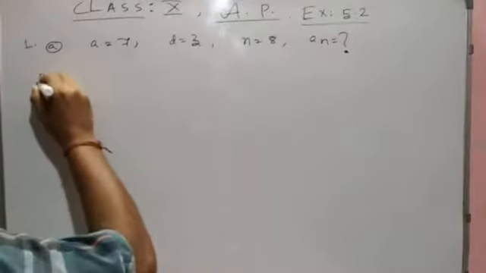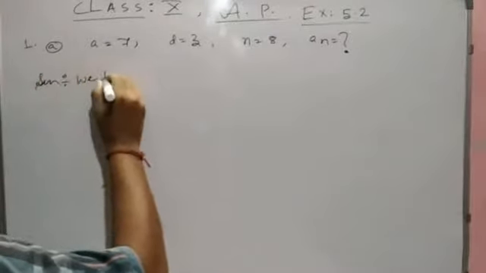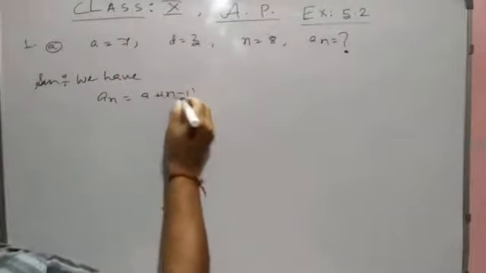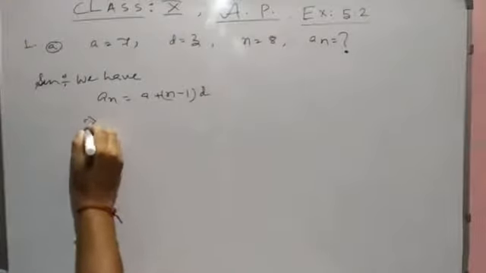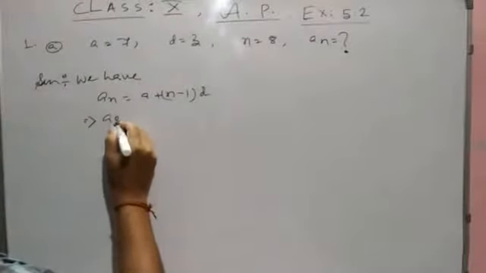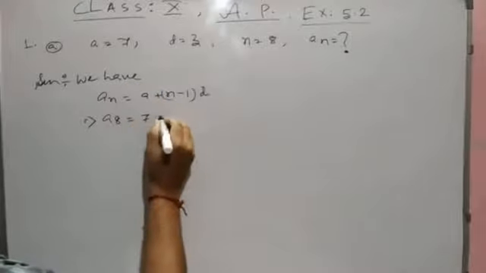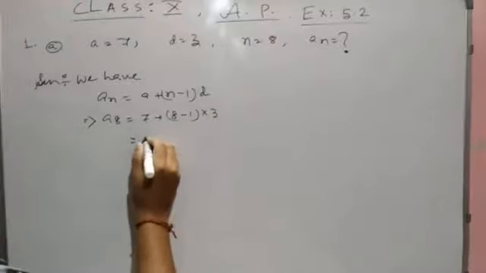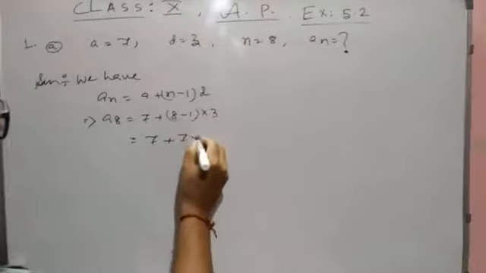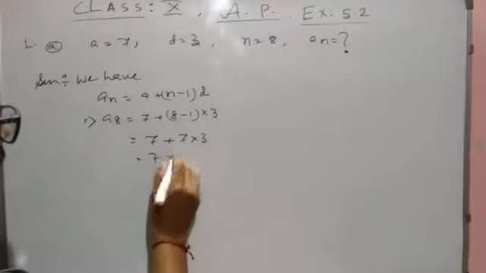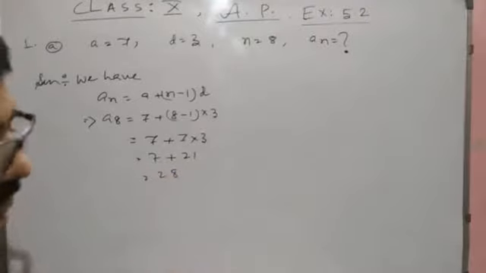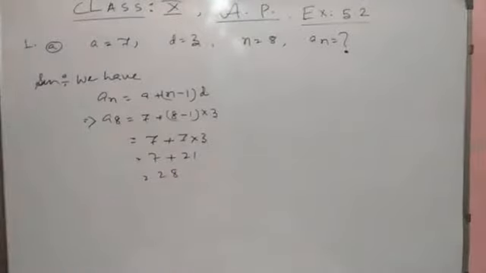So the solution is: we have An equal to A plus (N minus 1) whole into D. Now the value of N is given as 8, so A8 equals A, which is 7, plus (8 minus 1) whole into D, D means 3. So it will be 7 plus 7 into 3, so 7 plus 21, so 28. So A8 equal to 28. It's very simple.